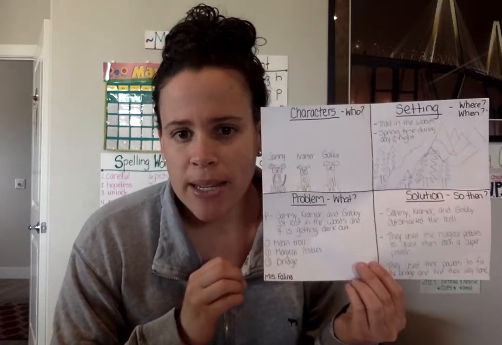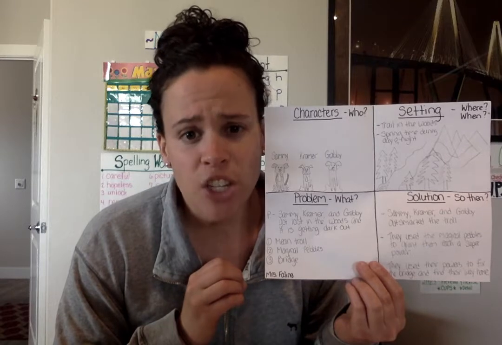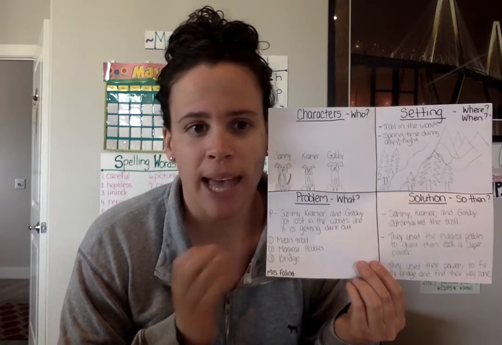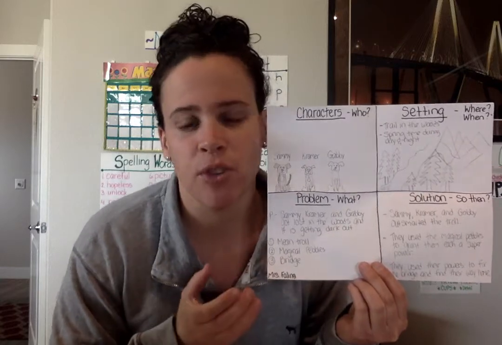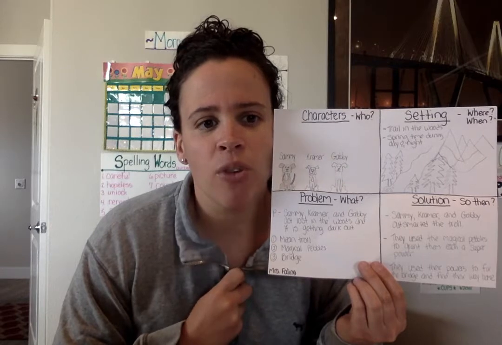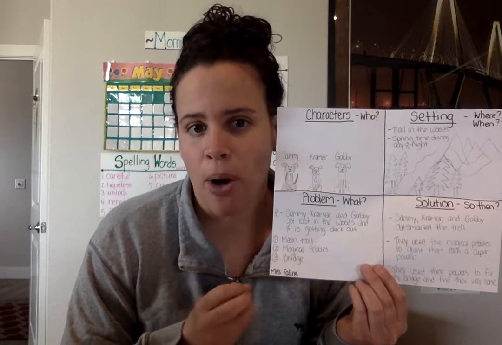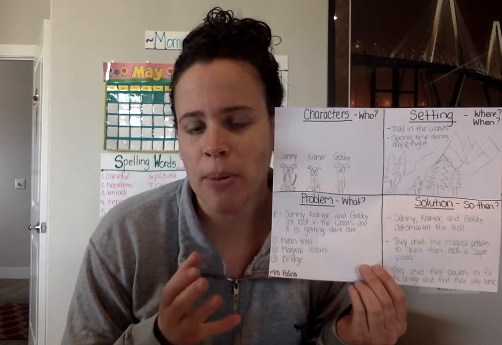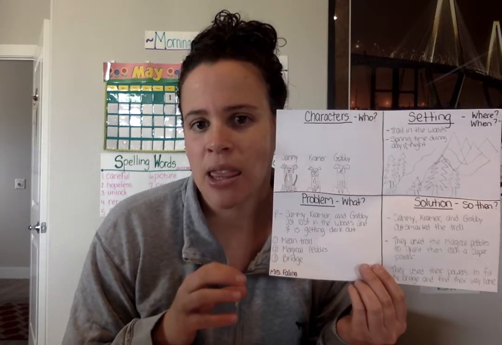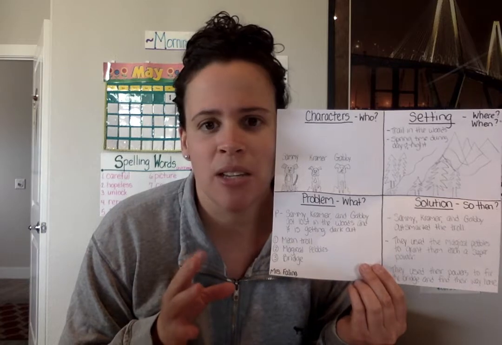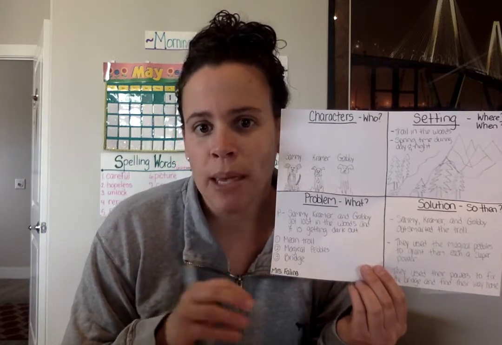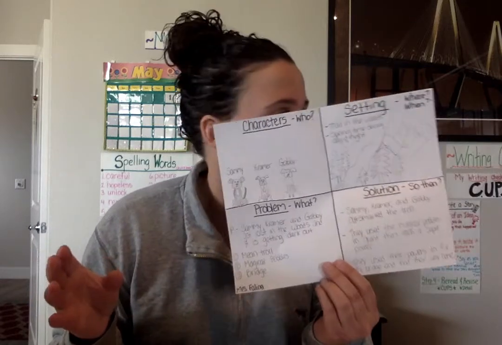These are the 4 elements. With fictional writing, you have your characters, your who, you have your setting, which is where and when. That may change throughout your story, especially if you're doing chapters. Then you have your problem, and then you have your solution to that problem. Now remember, if you're doing a chapter book, it might look a little different, okay? It might be that the problem doesn't show up until chapter 5.